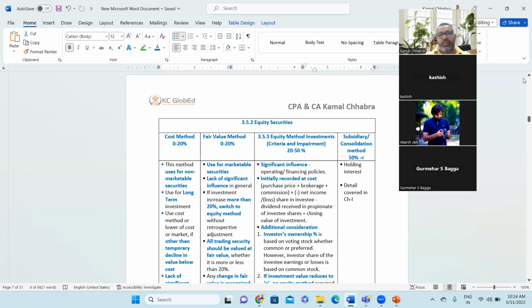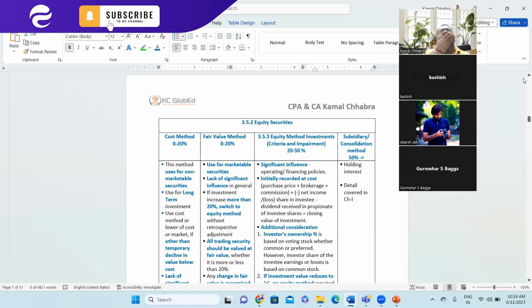Third one is more than 50%. When you have more than 50% equity share in any particular company, then you are required to do the consolidation. Consolidation means adding their assets into your assets, adding their liabilities into your liabilities, and then from the equity side, identifying the non-controlling interest and recognizing that as a part of your financial statement in equity, non-controlling interest, right?